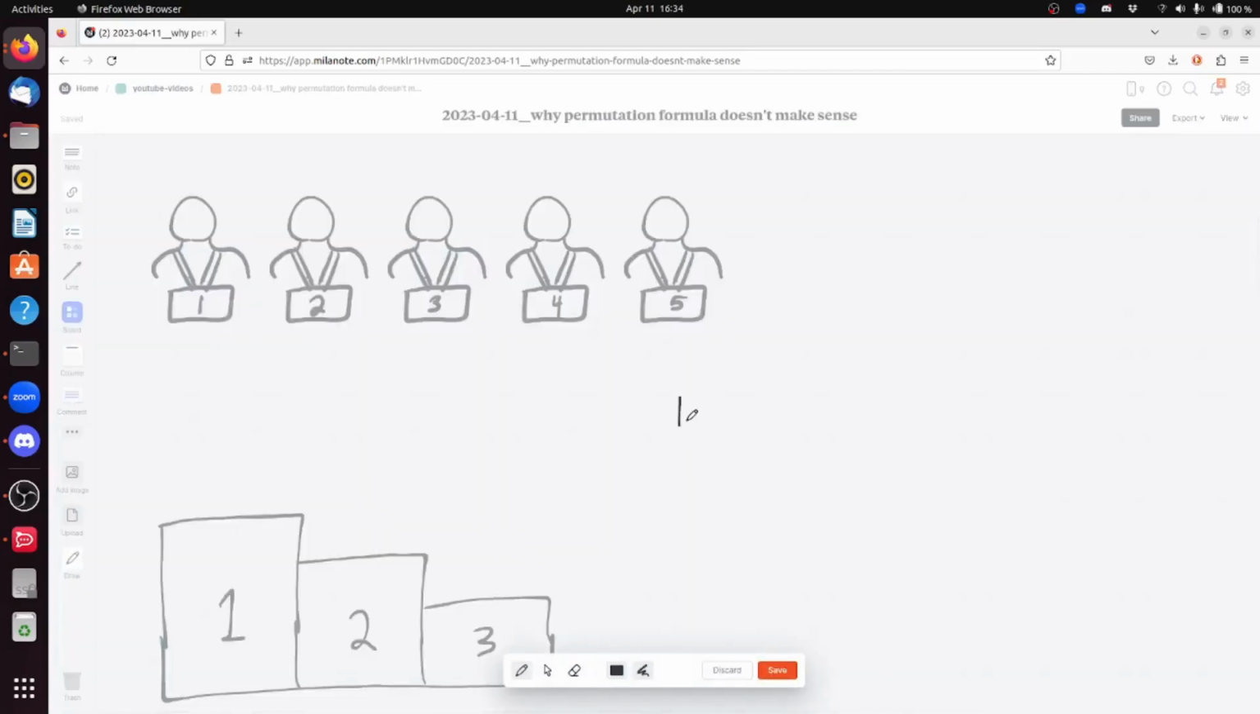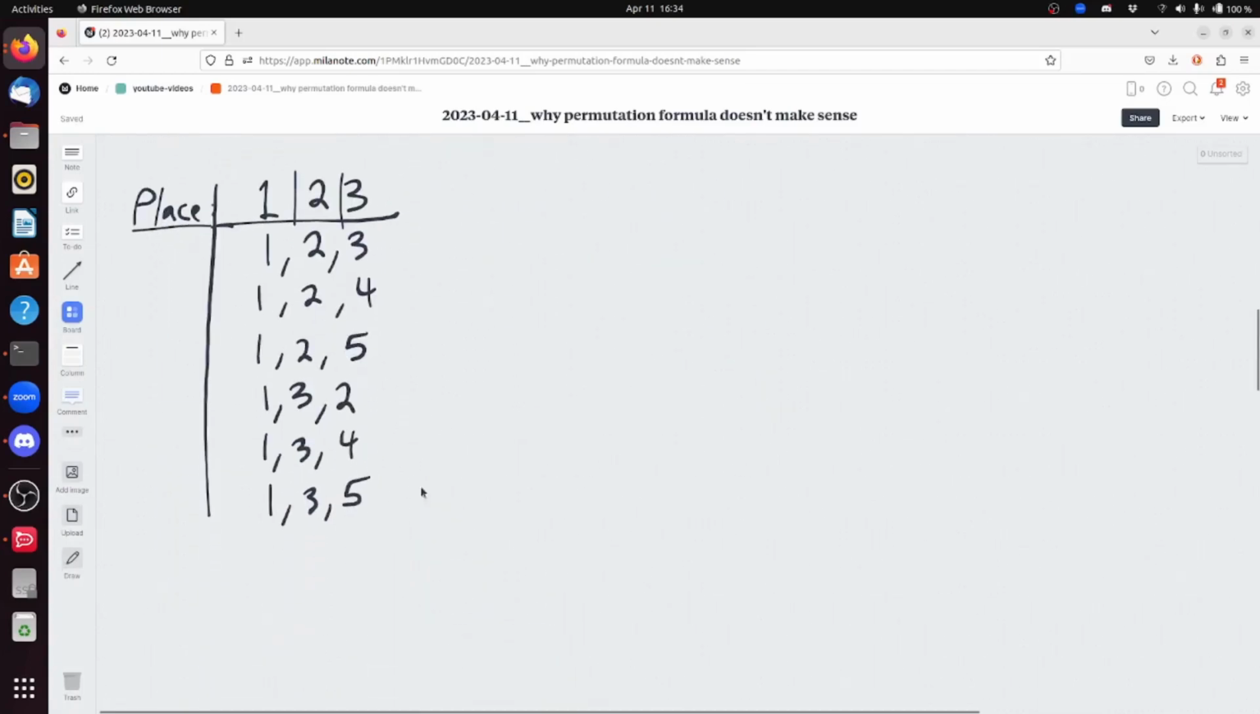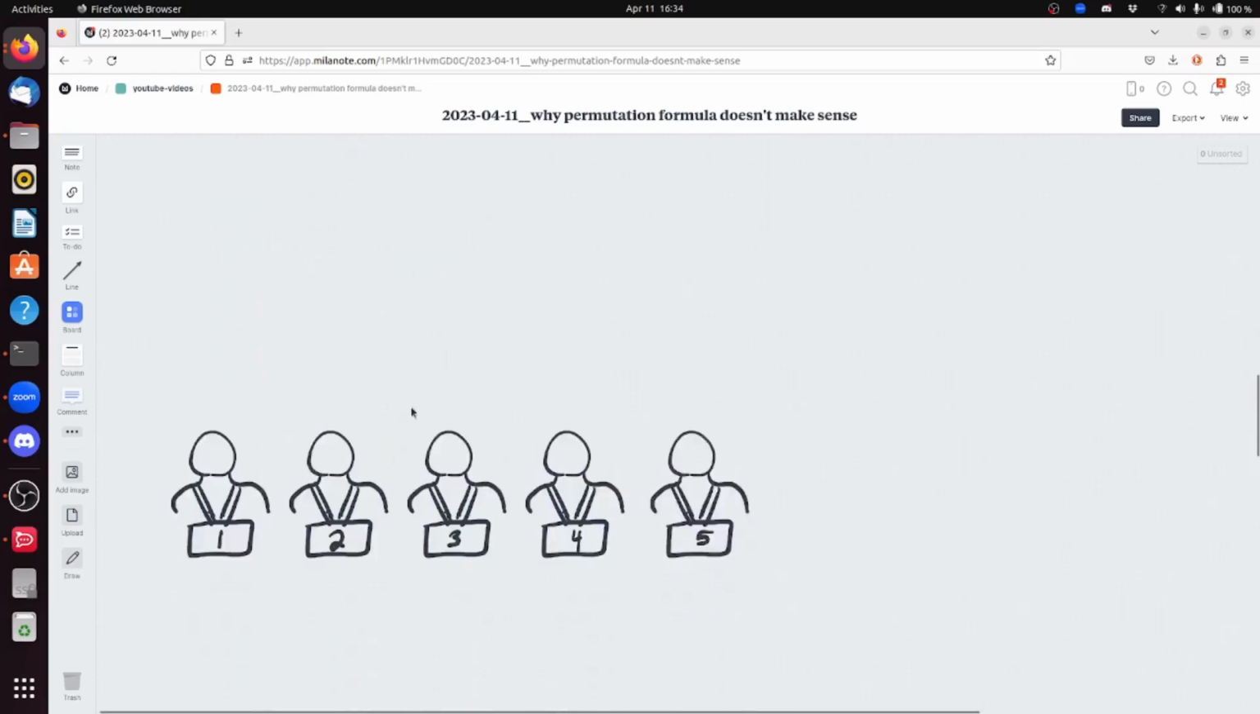So, for example, we could have 1, 2, 3. Person 1 in first place, person 2 in second place, person 3 in third place, and we have a whole bunch of other possibilities that I've listed out right here. And there are many more than this actually. This is only some of them, and it's hard to think through all these cases in general. So what we want is a way to think about it a little bit more systematically.